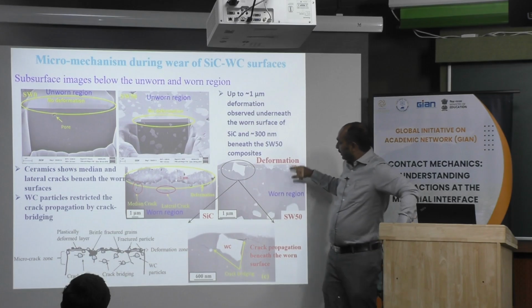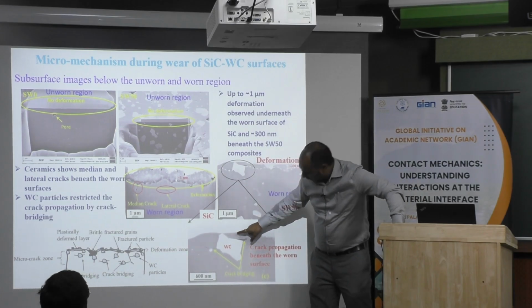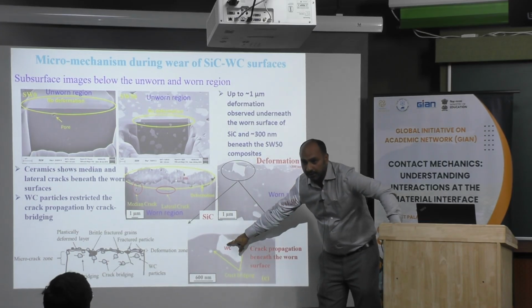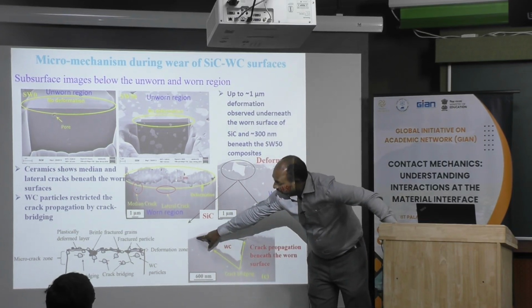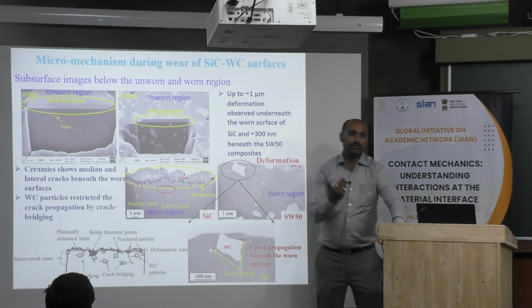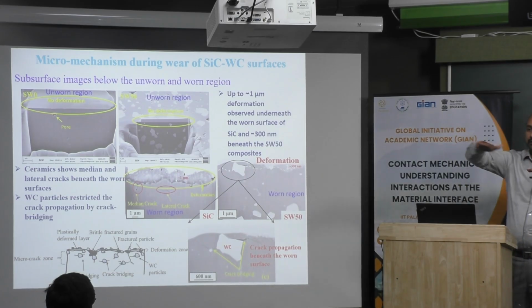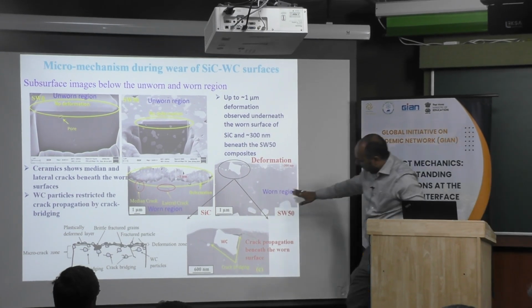At the same time, we can see the generation of a crack, which is getting bridged by this tungsten carbide particle, and it is not able to reach up to the surface. So it will not lead to fracture of the surface. This is how cracks are getting bridged by the tungsten carbide particles that we have seen on the surface, and that we can see beneath the surface as well.